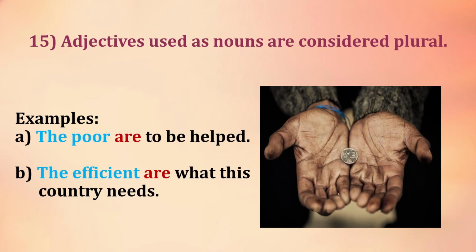15th rule is adjectives used as nouns are considered plural. Let's see some examples. The poor are to be helped. The efficient are what this country needs. So if the plus an adjective appears as the subject of a sentence, it will be plural.